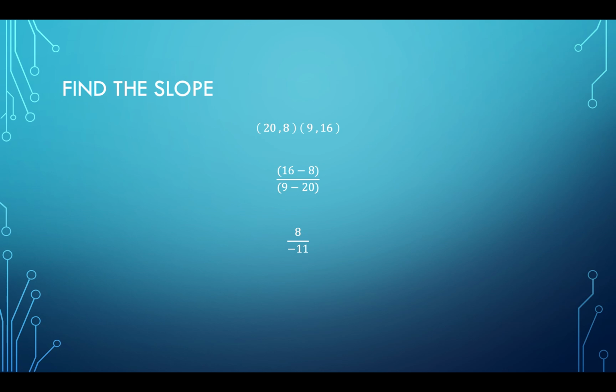So what it's telling us is we go down 8 and to the right 11 units. It doesn't matter that the negative sign is with the 11. It just matters that the slope is negative somewhere. So I kind of like to always put it onto the top. So I would say we go down 8 units and to the right 11.